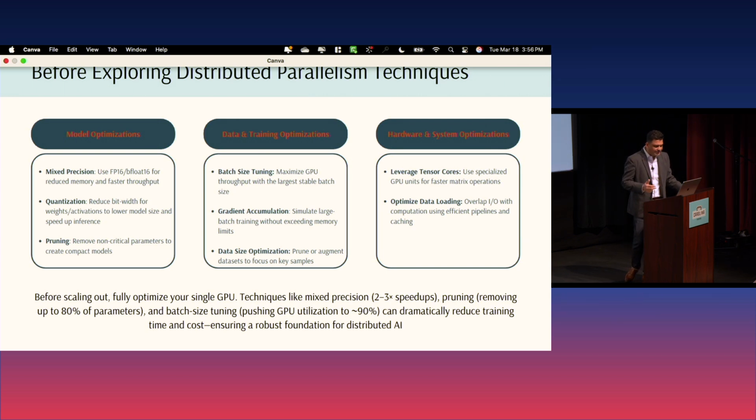And last but not the least, do you really need all the data and the features that you have? Or is that something that you can have in the form of feature importance or in the form of less amount of data to get similar results? And last but not the least, there are also hardware and system optimizations.